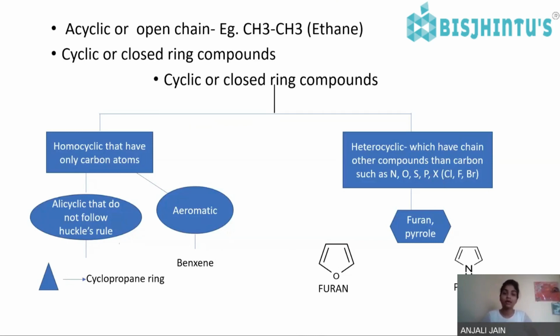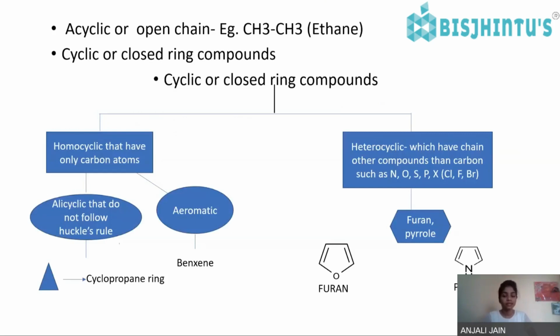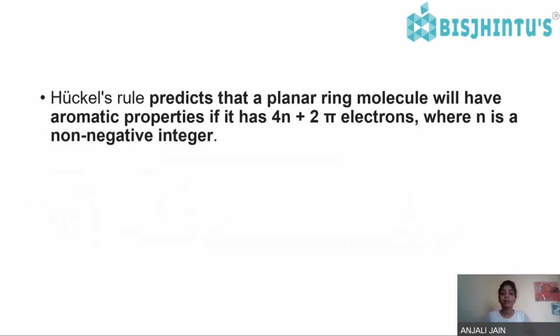So in cyclic or closed ring compounds, there are two types, homocyclic and heterocyclic, and these are further classified. Now, the Huckel rule. Just now I was telling about aromaticity. It tells whether the compound is aromatic or not. Any planar ring molecule will have aromatic properties if it has 4n plus 2 pi electrons, where n is a non-negative integer.